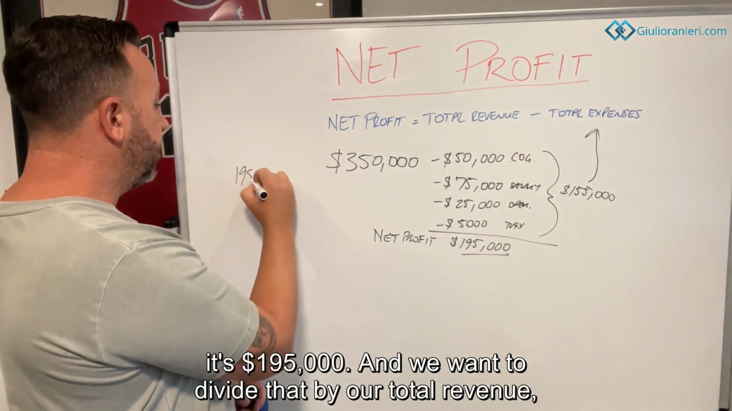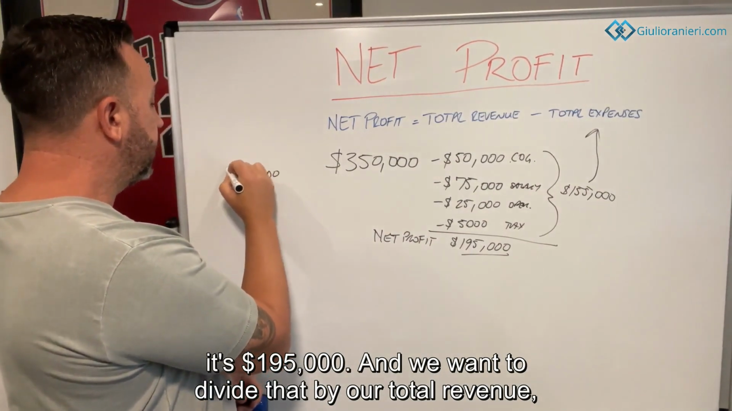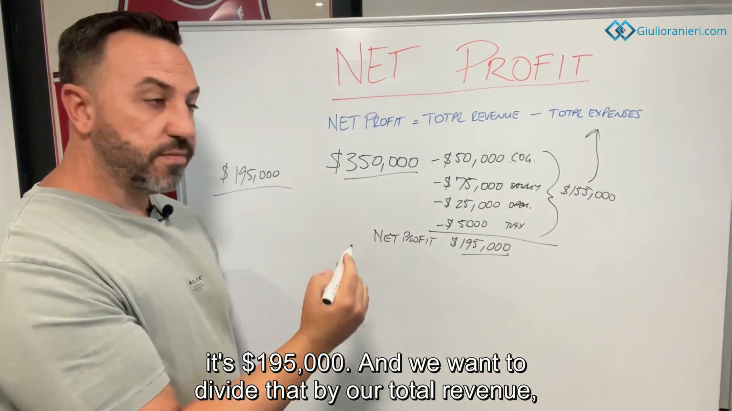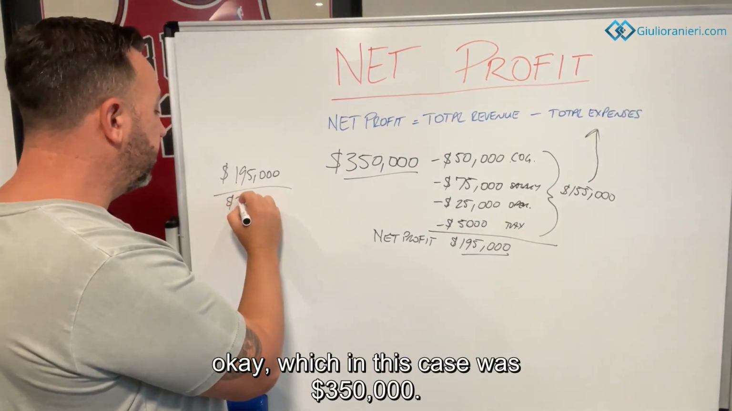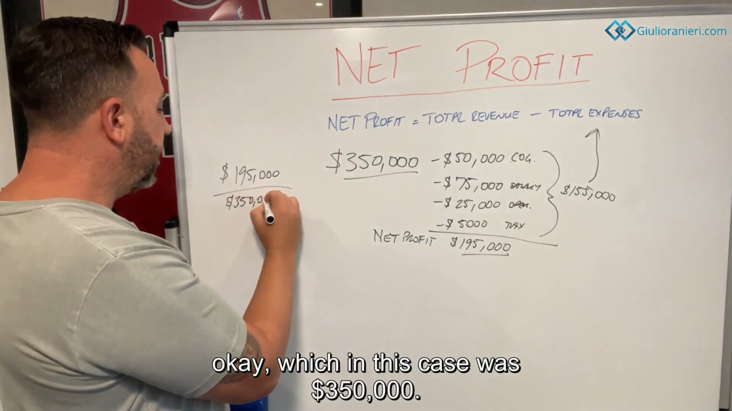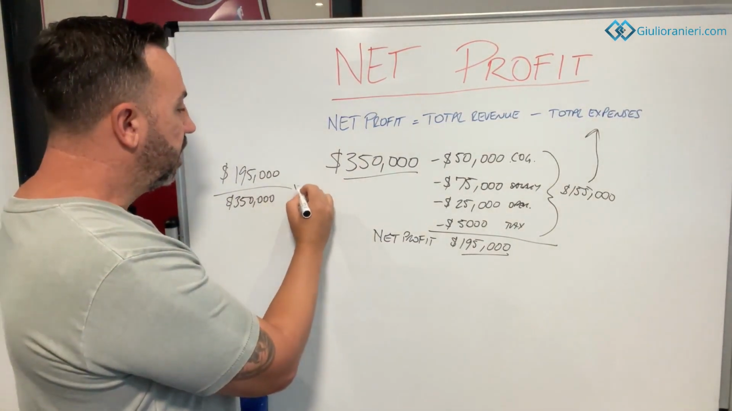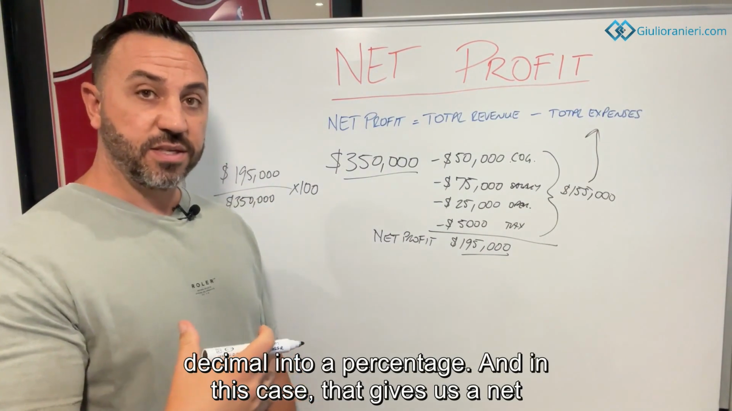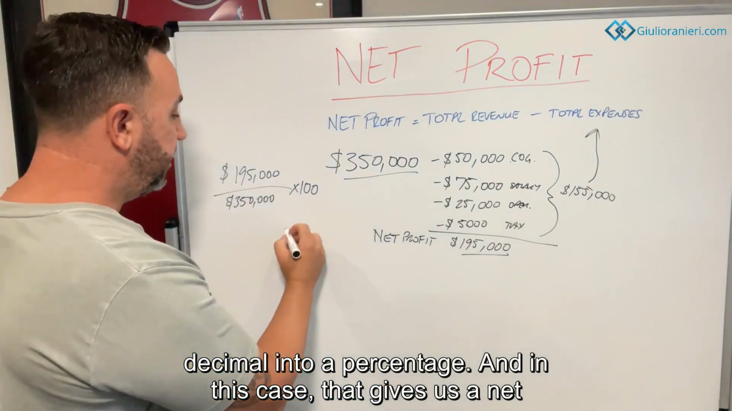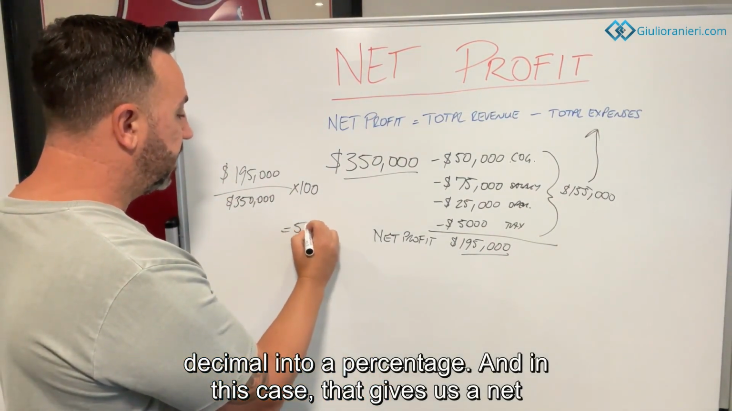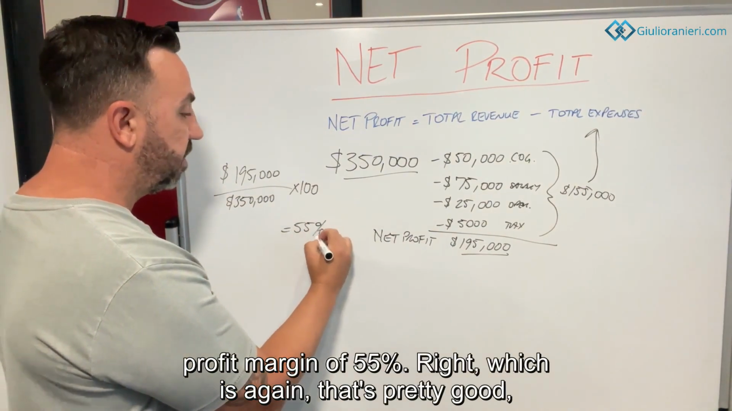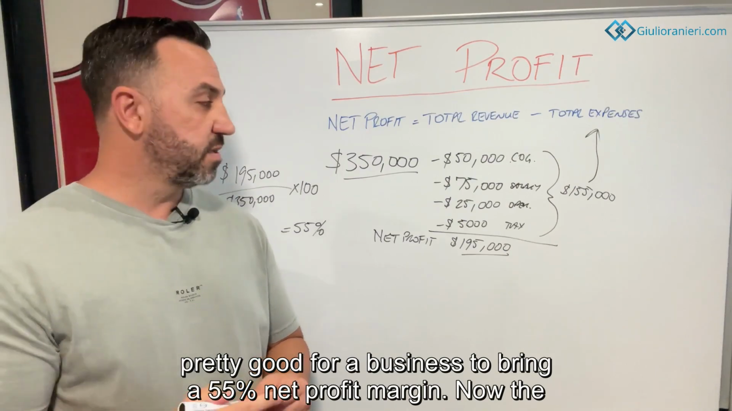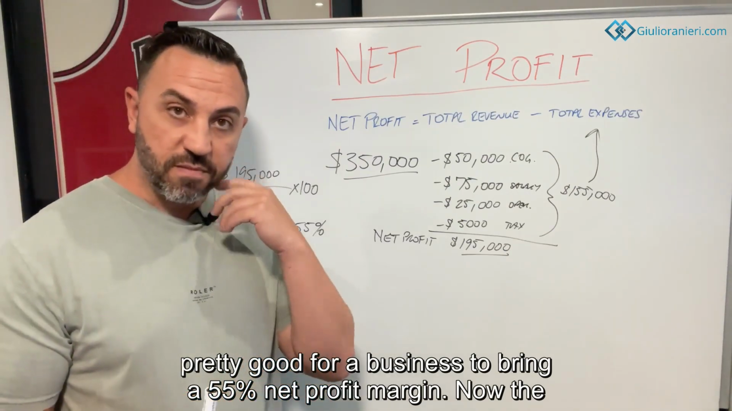So it's our $195,000, and we want to divide that by our total revenue, which in this case was the $350,000. We're going to multiply that by 100 because that converts our decimal into a percentage. And in this case, that gives us a net profit margin of 55%, which, again, is pretty good for a business to bring a 55% net profit margin.